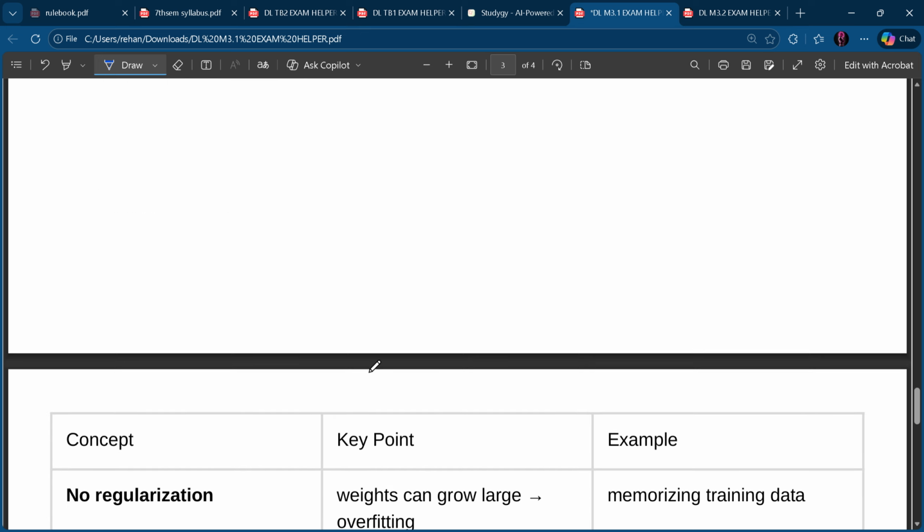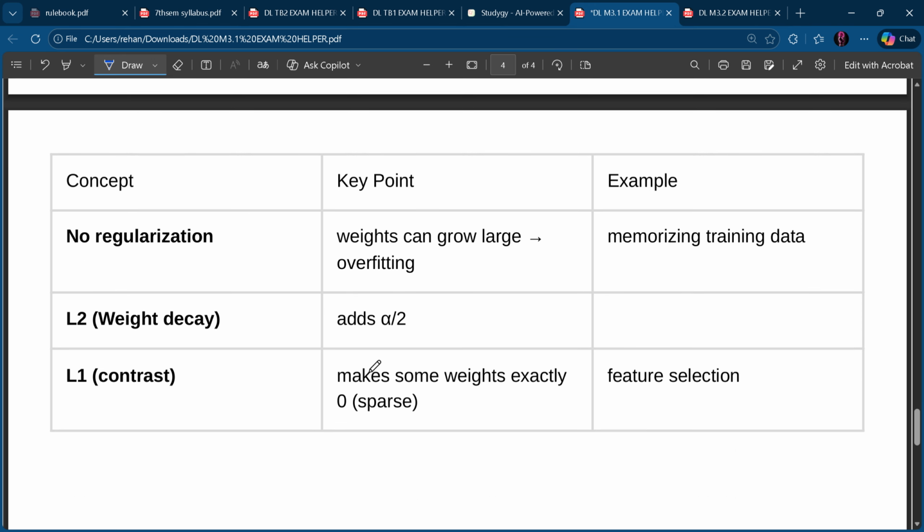Advantages: improves generalization, makes training more stable, reduces variance by limiting parameter magnitude. Disadvantages: need tuning of alpha. So you need a good alpha value for that. If you use a wrong value, it will lead to wrong regularization. Too much regularization leads to underfitting.